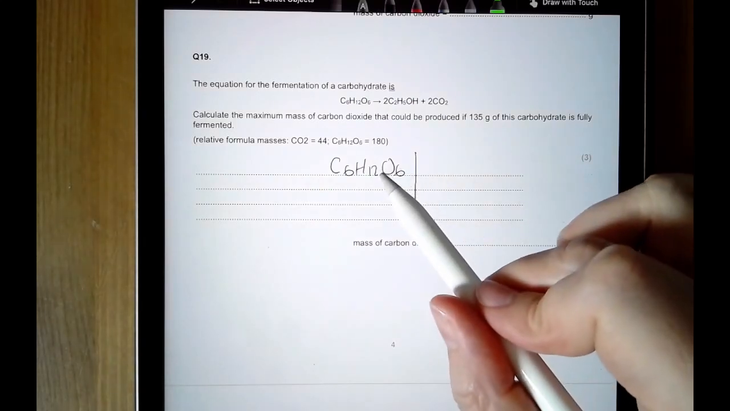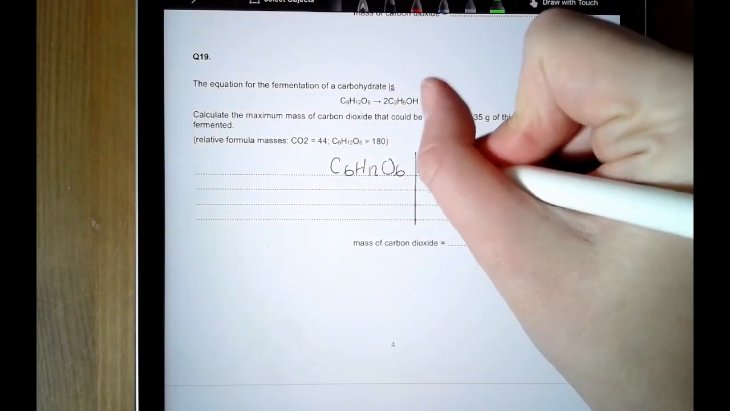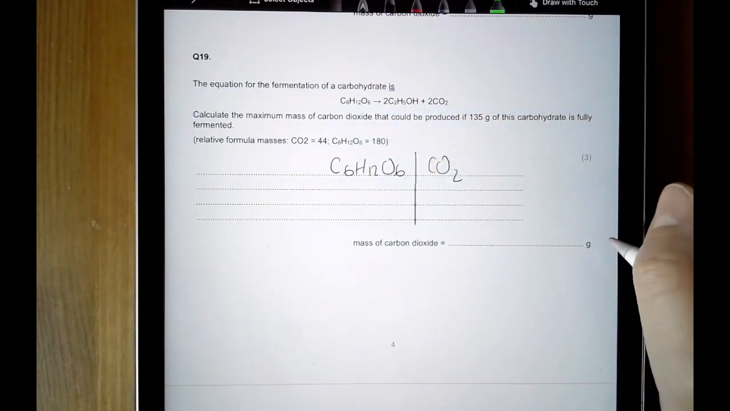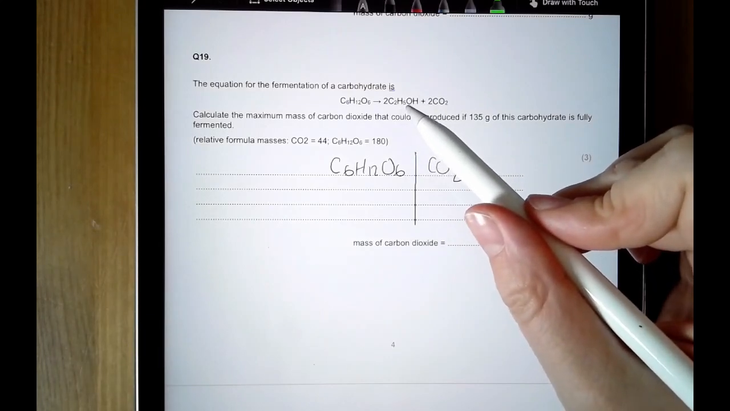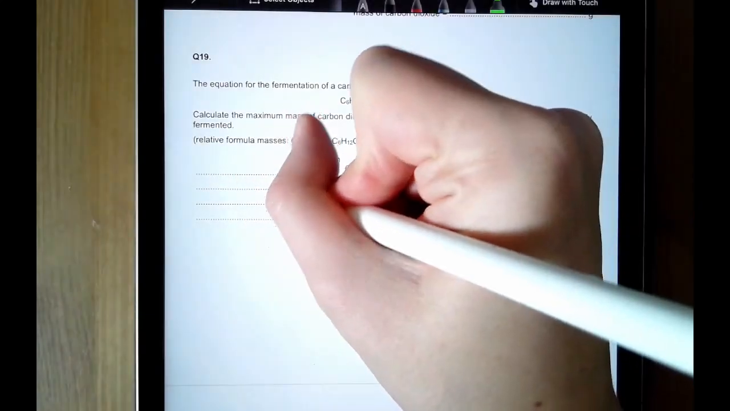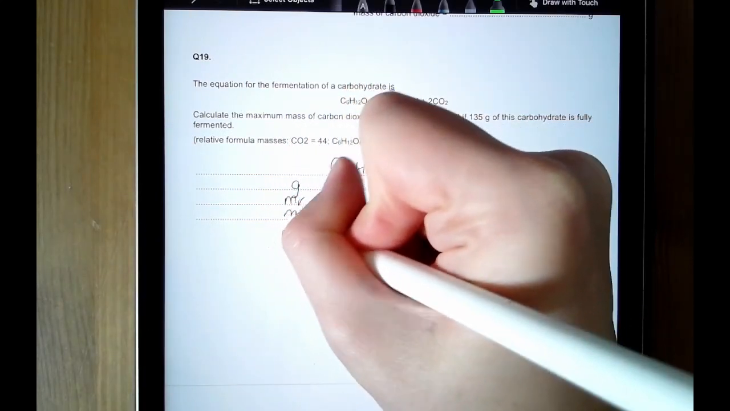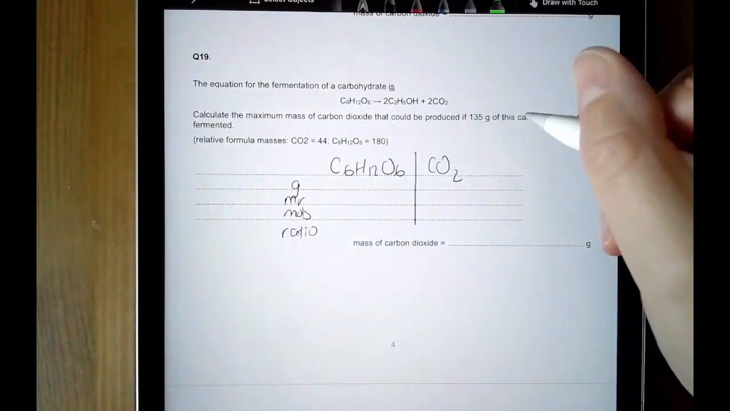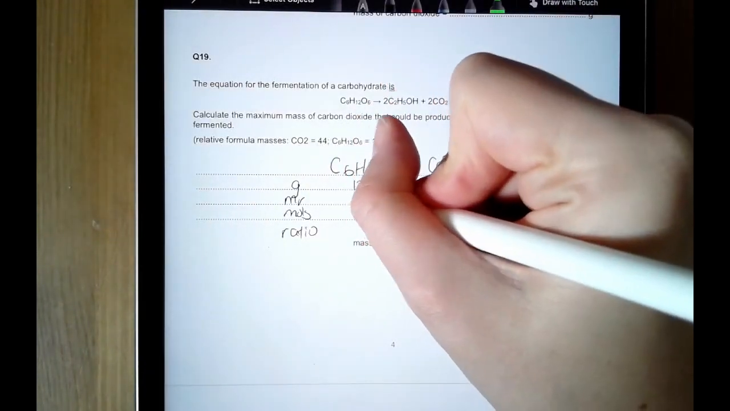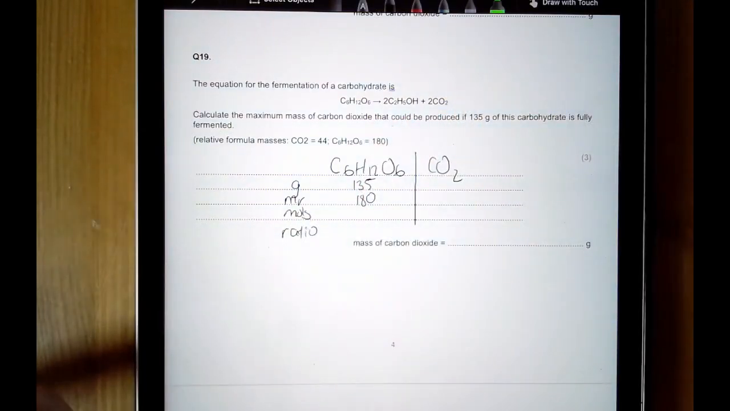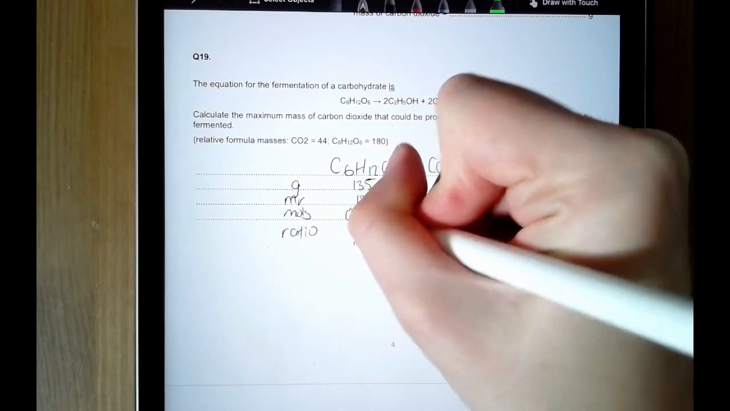So I'm going to put glucose in my table because I'm given information about it, and I'm asked about carbon dioxide, so I put carbon dioxide in my table. Okay, I'm not given information or asked about this, so I'm going to leave it out completely. Once I've decided what goes in my table, I do G, Mr, moles down the side, and at the bottom I've got ratio. The mass of the carbohydrate you're told is 135. The formula mass you're told is 180. To find moles, it's mass divided by formula mass, which is going to be 0.75.